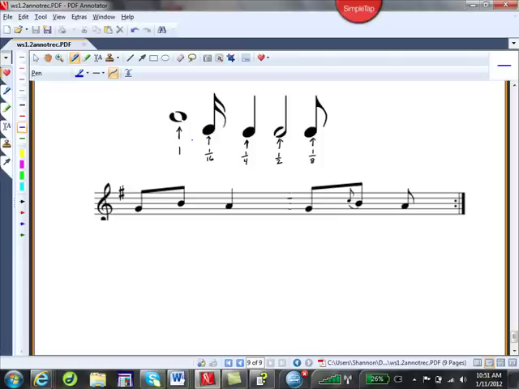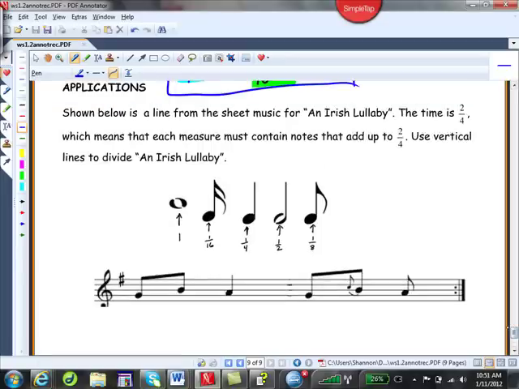We have a line from the sheet music for an Irish lullaby. The time for this one is 2/4, which means that each measure must contain notes that add up to 2/4. So we're going to use a vertical line to divide the lullaby so the measures are in the proper spot. So let's add up these notes.